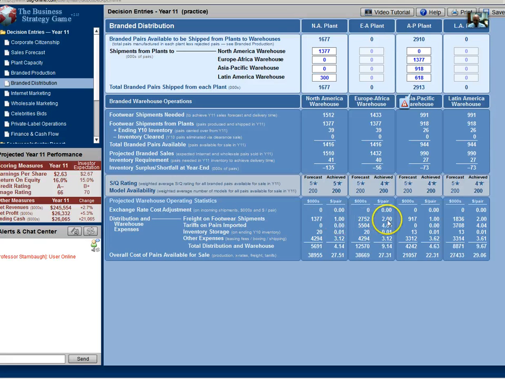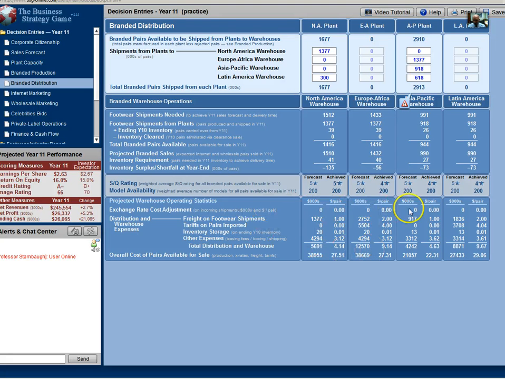It affects your freight costs. It affects your tariffs, storage costs, and other expenses don't tend to be determined so much. And so obviously, to the extent that you minimize these expenses, that's very good.